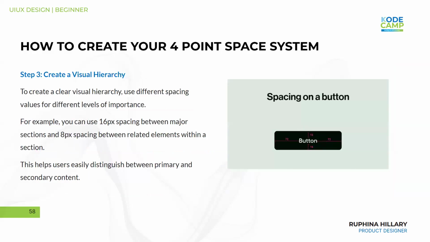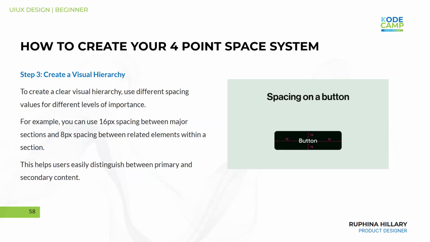Okay. So now that you have created your 4-point base system, use it to create visual hierarchy. Because you have a 4-point system doesn't mean all your spaces should just be 4. Depending on the hierarchy, like we talked about before, depending on what belongs where, how things are grouped, and what is most important on a page, we're going to use our space system to send that message.